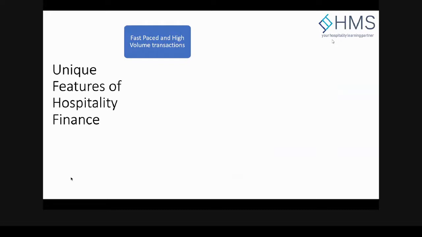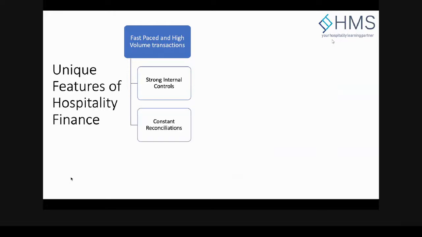So the first feature is fast-paced and high-volume transactions. There are a lot of check-ins in any hotel with a large inventory or even with a small inventory. There are tons of check-ins and check-outs every day. There are people eating, there are people settling the cash by credit cards, and there are many services, right? There are spa services, F&B services, business center services.